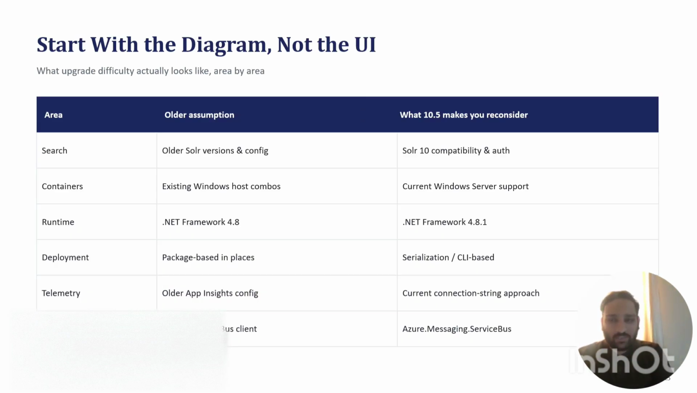If I were evaluating this upgrade, the first thing I would open isn't Content Editor. It is the infrastructure diagram. I'd be asking things like: what version of Windows are these hosts actually running? What does the Solr topology look like after years of customization? How are containers built and pushed through the pipeline right now? How is serialization handled? How are packages actually deployed? Not how the documentation says they should be, but how your team does it on a Tuesday afternoon.